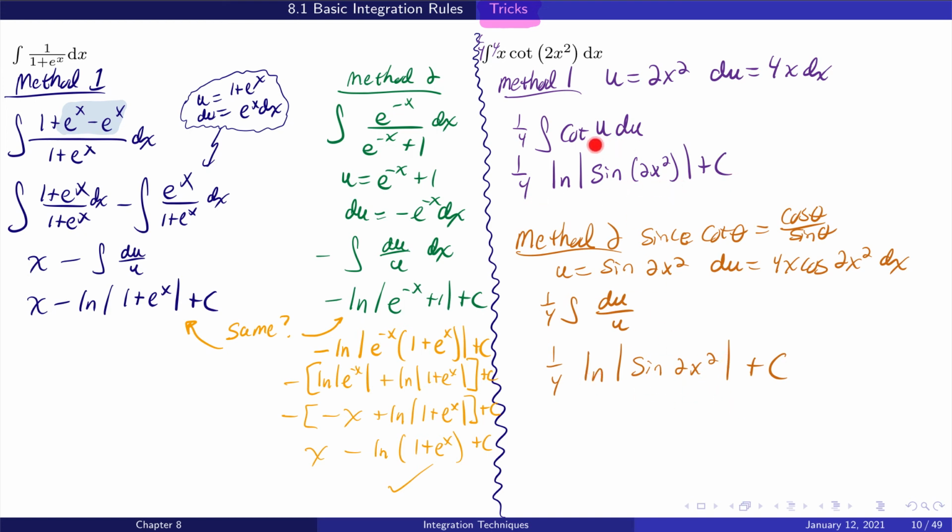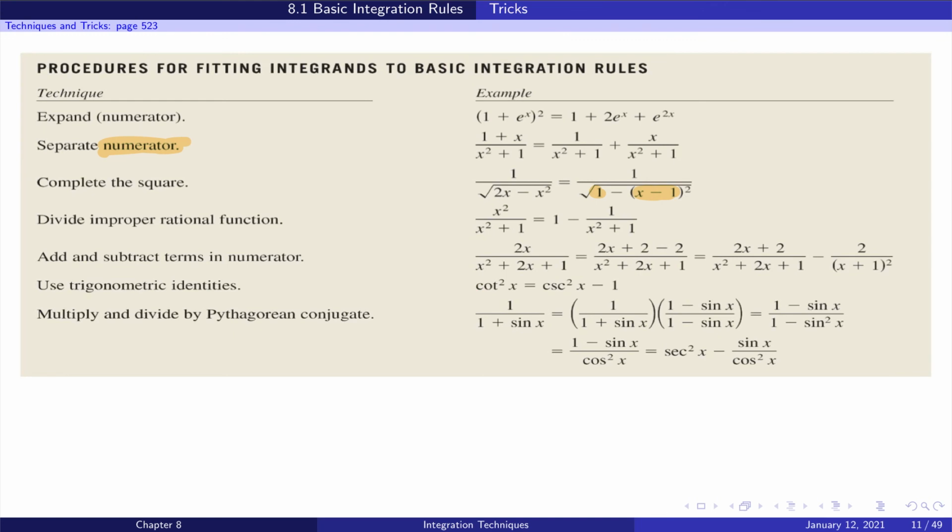So it's not the end of the world if you forget some of your trig antiderivatives, especially if they are involved with trig identities. And the last screen is another summary that's on page 523. Some of the common patterns are listed over here. I'm highlighting a few of them. Separating the numerator is okay.